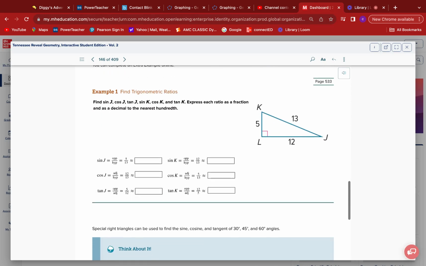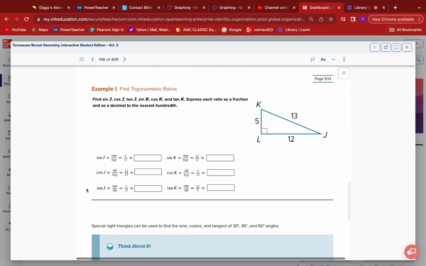All right, so let's just get into it. I think most of you are visual people that I've learned over the years, so that's going to help. All right, example number 1. So I'm turning the page. Looks like I'm on page 534 of your geometry book. It says, find sine of j, cosine j, tangent of j, sine of k, cosine k, tangent of k. Express each ratio as a fraction as a decimal to the nearest hundredth.